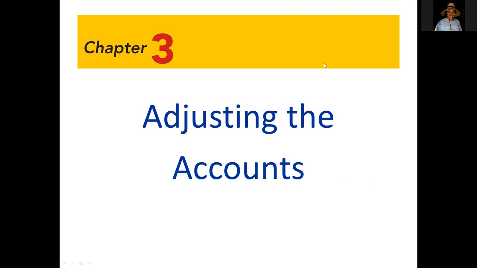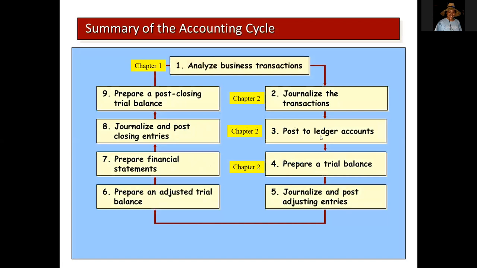Moving on to chapter three. Chapter three is titled Adjusting the Accounts. So we are at the point where we just completed the trial balance, and now we need to go through the process of adjusting certain accounts before we do the financial statements. So chapter three is learning the concept of accrual accounting, and then preparing an adjusted trial balance.